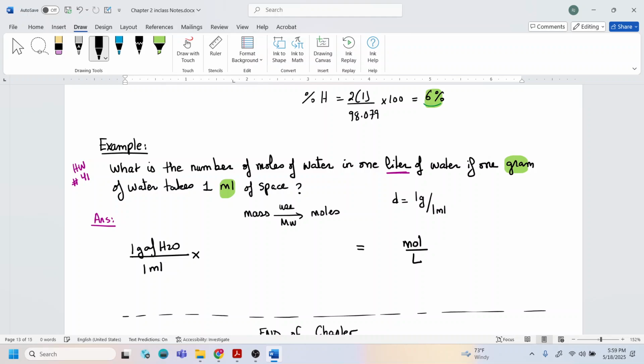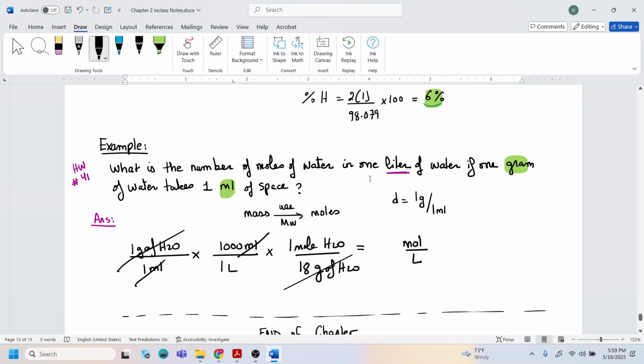So I'm going to change the mils into liters. It's going to be moles per liter, so I need the liter in the denominator. I know that 1 liter is 1,000 mils, right? So I'm going to take the mils out. My answer now is grams per liter. I want to change it into moles per liter. So I know that 1 mole of water is equal to 18 grams of water. The grams of water and the grams of water will cancel out, and I'm going to get an answer of moles per liter.